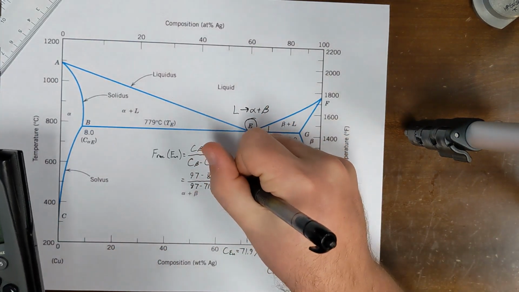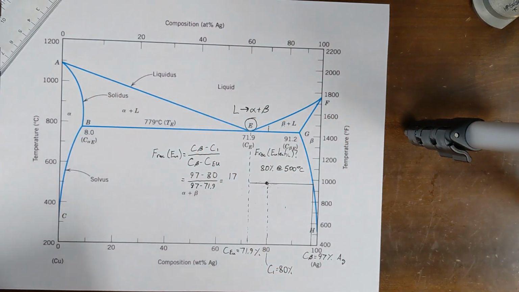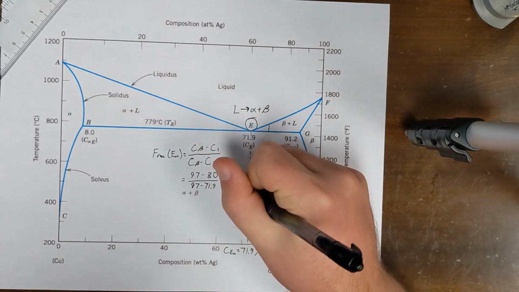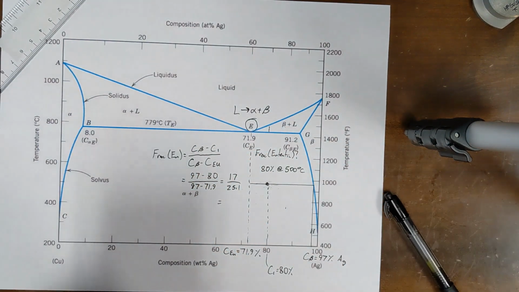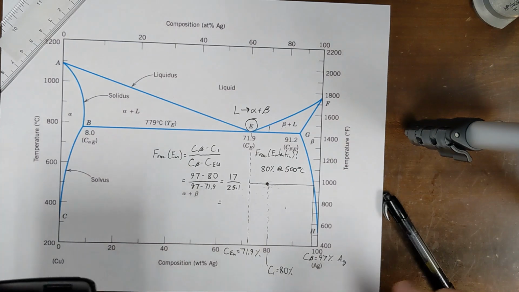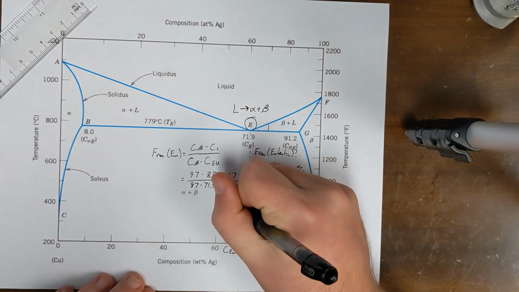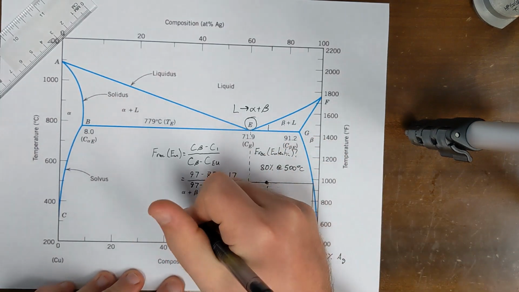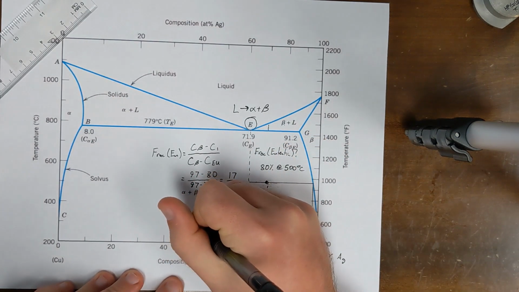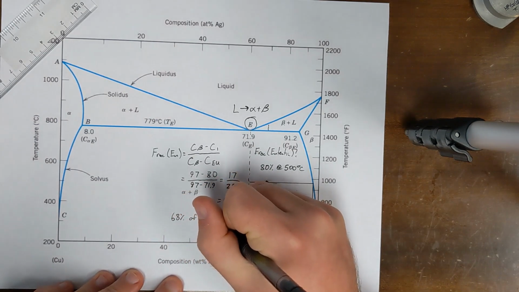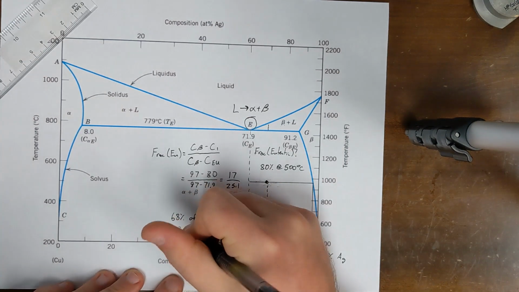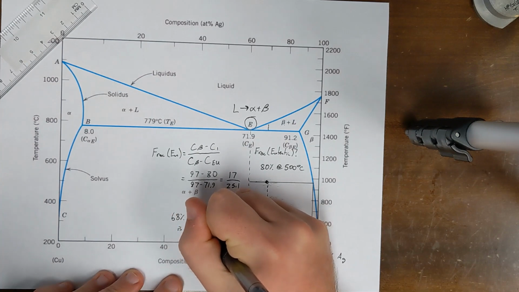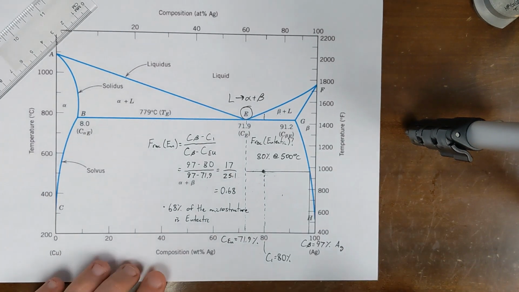This gives us, I can do that top one, 17. 97 minus 71.9, that is 25.1, okay, which is, that fraction is about 0.68. So 68% of the microstructure is eutectic. All right, and that's what we're looking for.